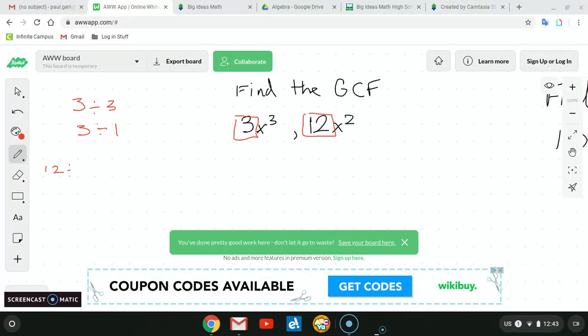All right, what about 12 though? What are some numbers I can divide 12 by? I can do 12 divided by 6, 12 divided by 4, 12 divided by 3, 12 divided by 2, and 12 divided by 1.